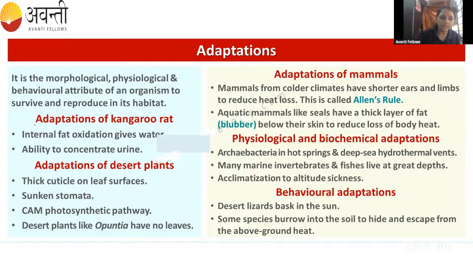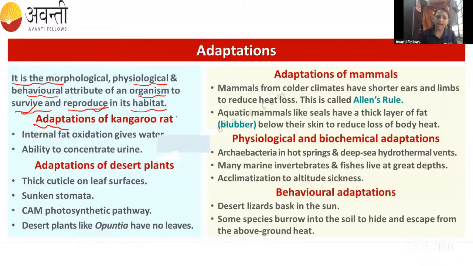So the first example we will study is this. Adaptation is a morphological, physiological and behavioral attribute of an organism to survive and reproduce in its habitat. Survive and also reproduce. Only then will it be a successful adaptation.